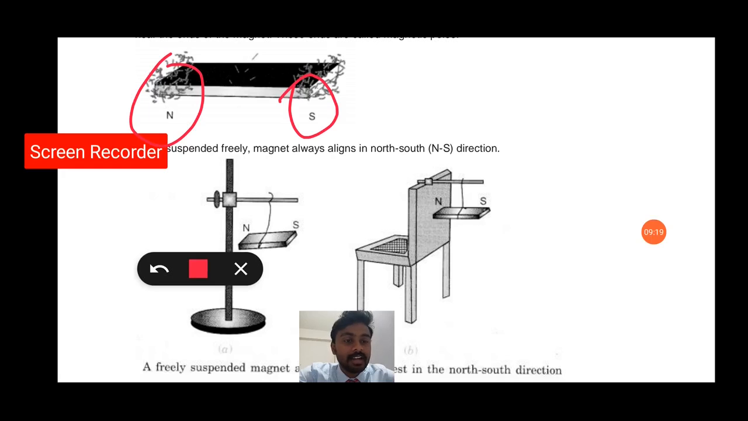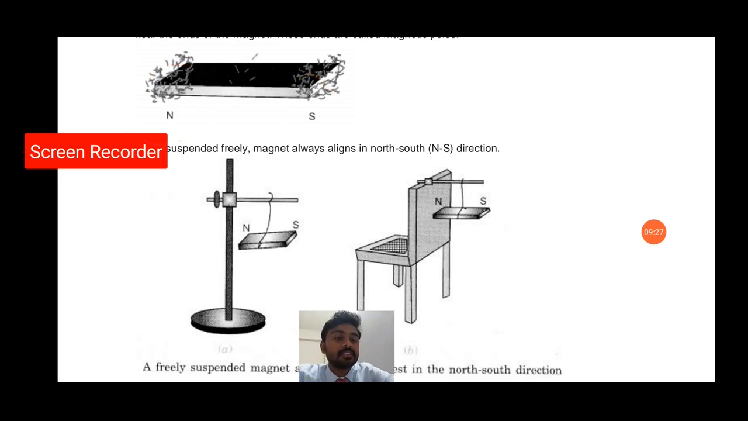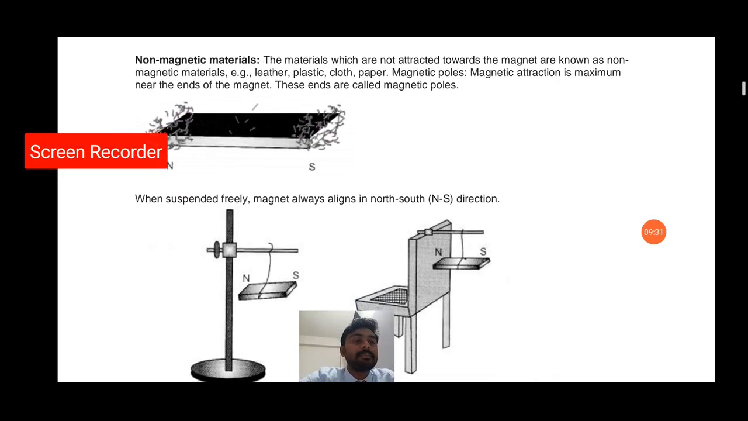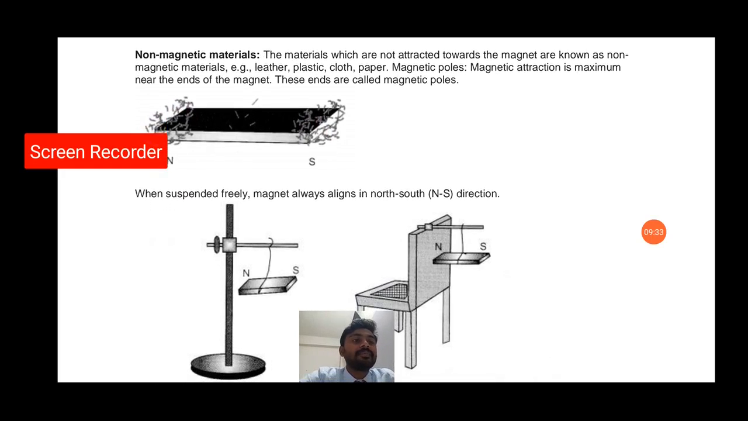So these are the two poles. These are present in the magnet. So that's why these are called what? Magnetic poles. So magnetic poles means the magnetic attraction is a maximum near the end of the magnet. So these are called magnetic poles.